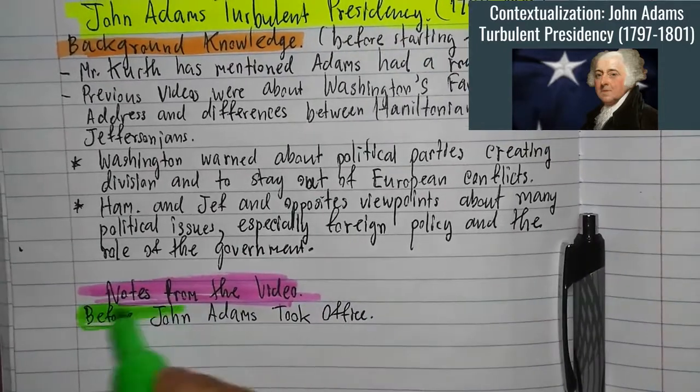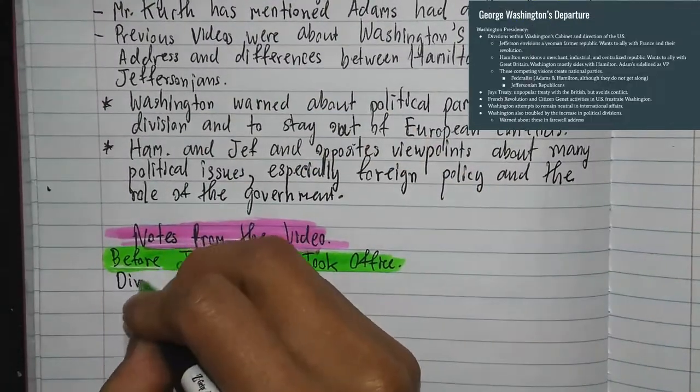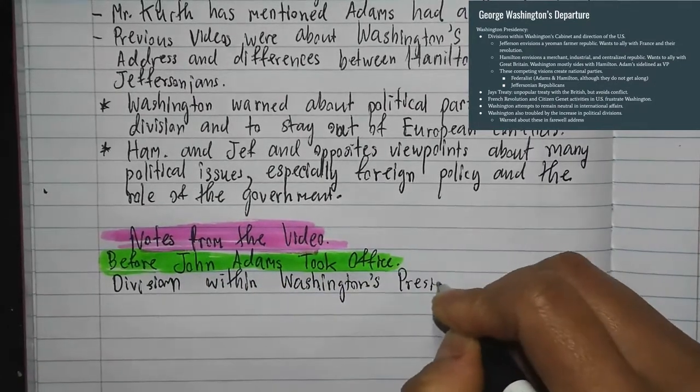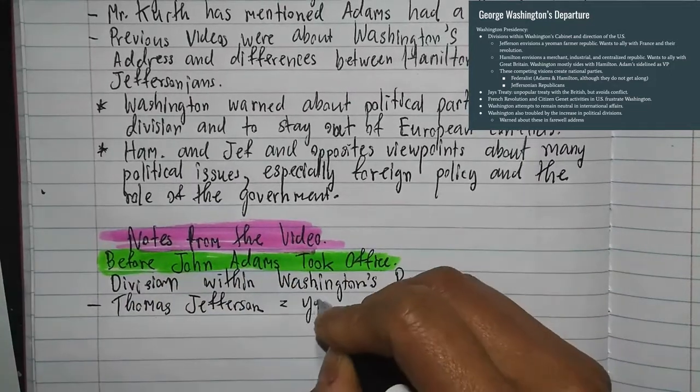So now we're getting ready with the video, and she has her header here, before John Adams took office, which is going to be the first part of the video. So she actually made her own header. It's slightly different than the one you see up there. Up there you see George Washington's departure. And again, it's good to think about how to put this into your own words.